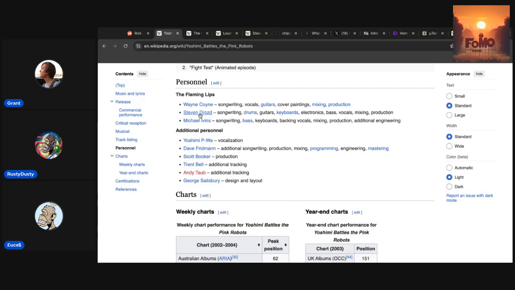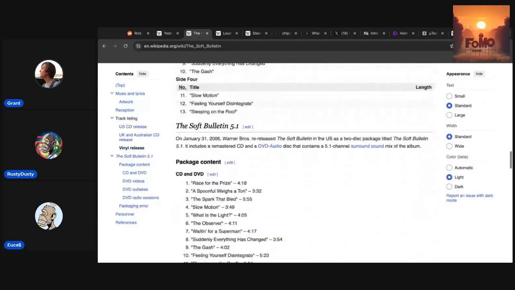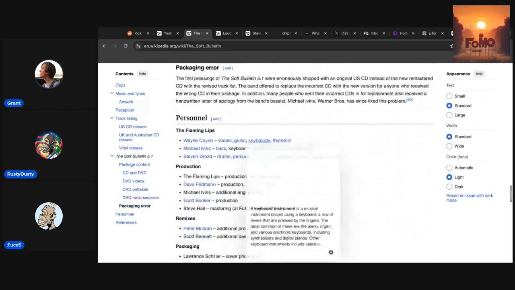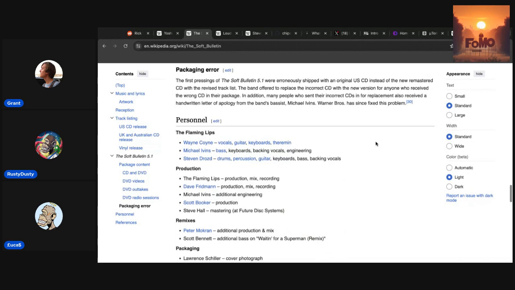See, here's Steven Drozd, and Steven Drozd. Yep, and then you'll see it again. It's like he was here for this one. Well, I thought Wayne's brother was in it too. Did he drop off the Flaming Lips? I don't know about that. I thought they started their own band, didn't they?